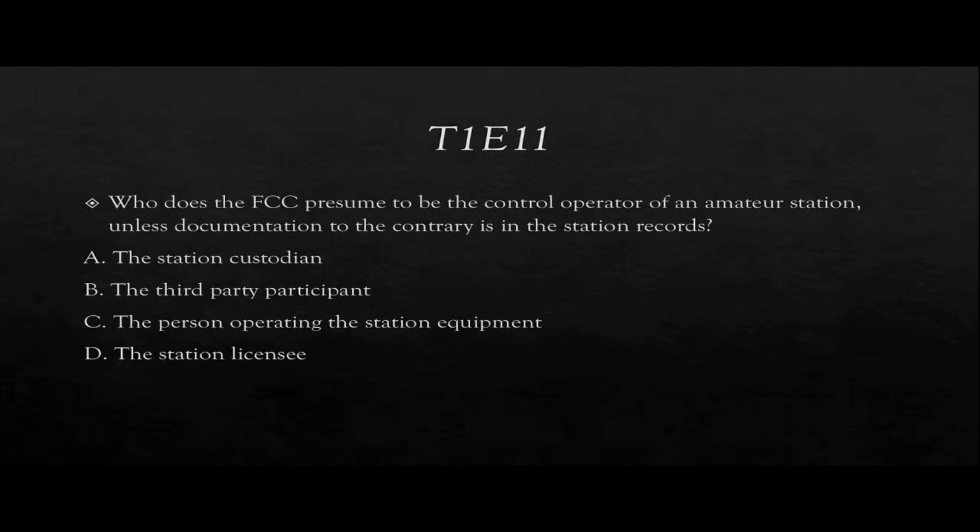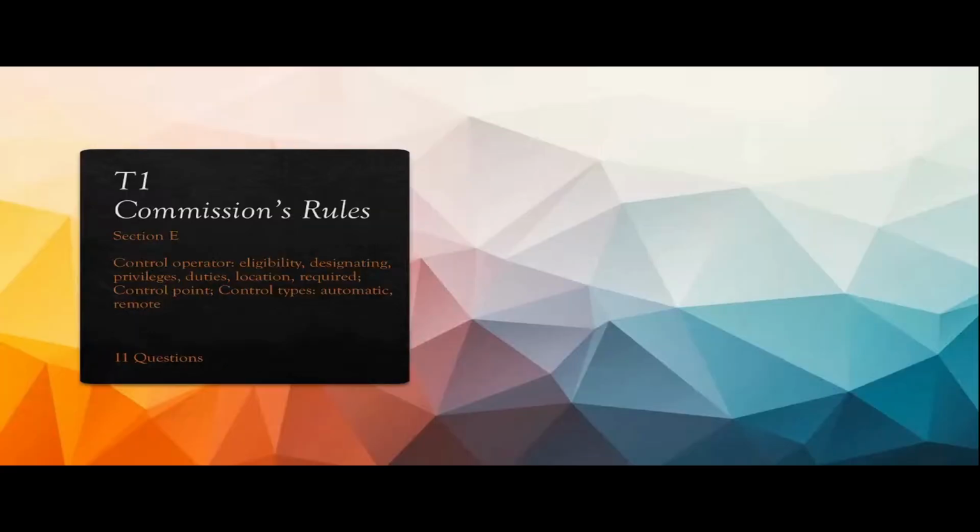So again, this one is kind of confusing based on the wording they're using and all that. The answer is D, the station licensee. Control operator, station licensee, same thing. FCC assumes that. We assume it. It's almost always true.